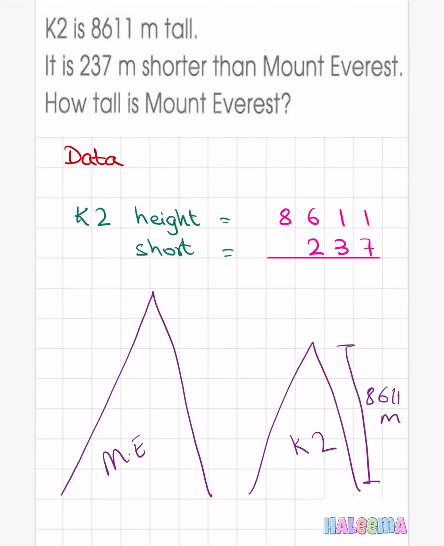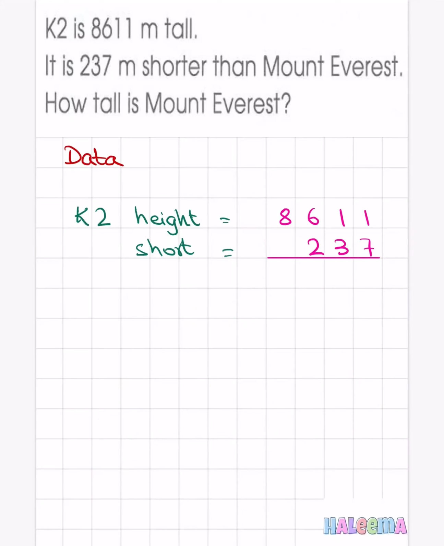Look, this is Mount Everest and this is K2. It says it's 237 meters shorter than Mount Everest. So what we have to do is add, so that we're able to find the total height of Mount Everest, right? So remember to add.